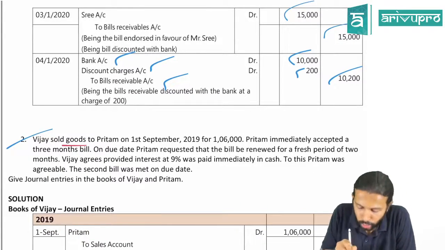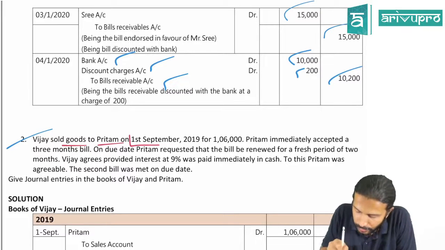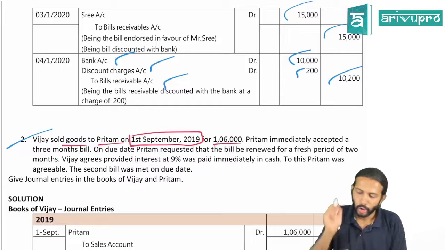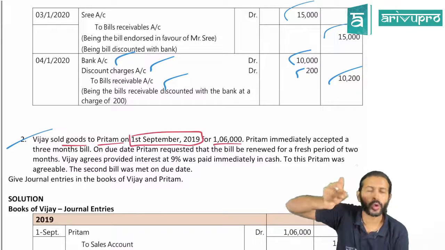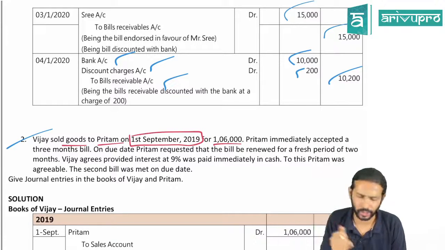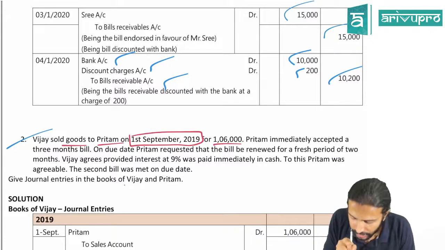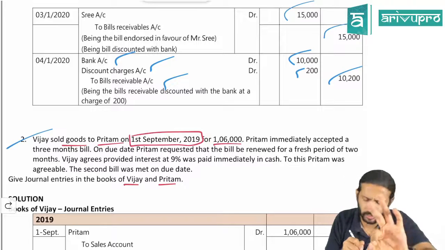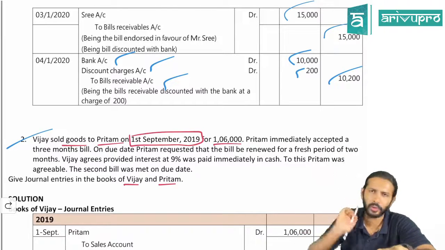Vijay sold goods to Preetham on 1st September 2019 for 1,06,000. Stop there only. We'll break the question into small scenarios. As and when we read the scenarios, we will pass the journal entry. You need to pass journal entries in the books of Vijay and Preetham. First, we will journalize in the books of Vijay. One by one we will go.